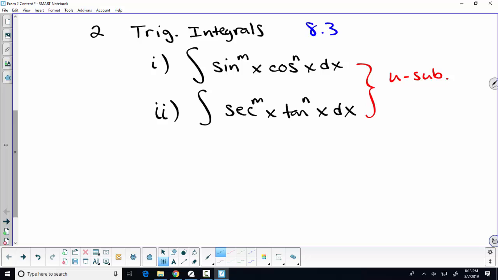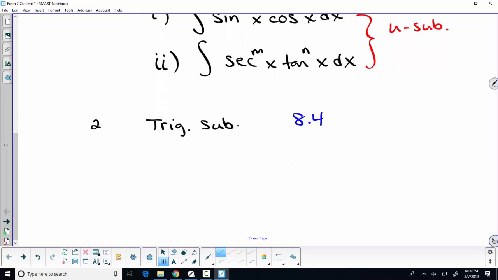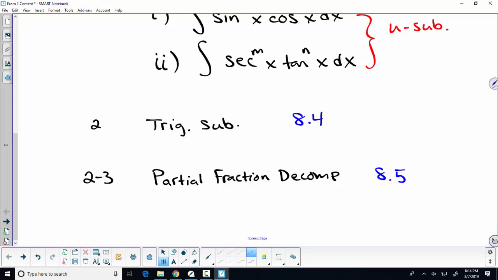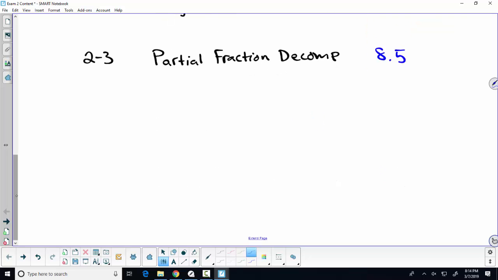Okay, there'll be 2 questions regarding trig substitution. What was that, 8.4? There'd be 2 to 3 questions for partial fraction decomposition in 8.5. I probably just have 2 actual integral questions. One of these questions will be setup only. Setup only. I'm guessing like we have to solve for A, B, C, D?